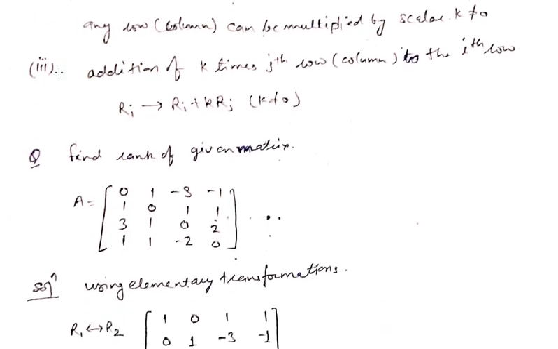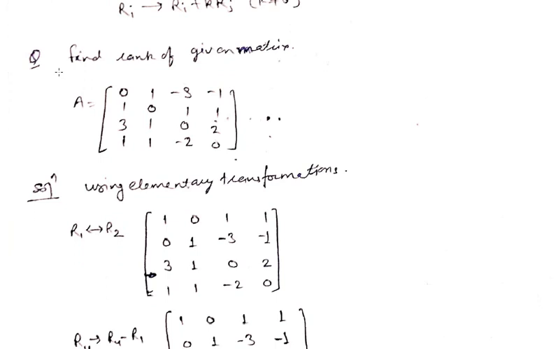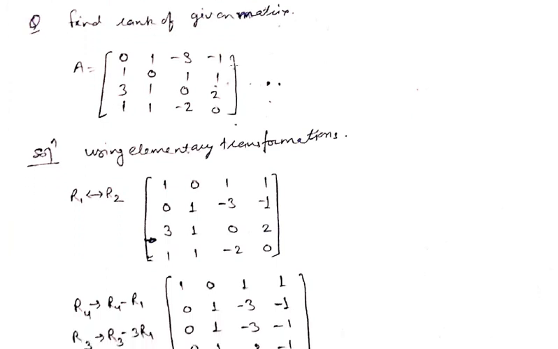So here we have a problem. Find the rank of the given matrix. We have a 4 cross 4 matrix. Its row-wise elements are 0 1 minus 3 minus 1, 1 0 1 1, 3 1 0 2, and 1 1 minus 2 0. So we have to find its rank. Its minimum possible rank will be 1 and maximum possible rank will be 4. It means its rank lies between 1 and 4. It might be 1, 2, 3 or 4.